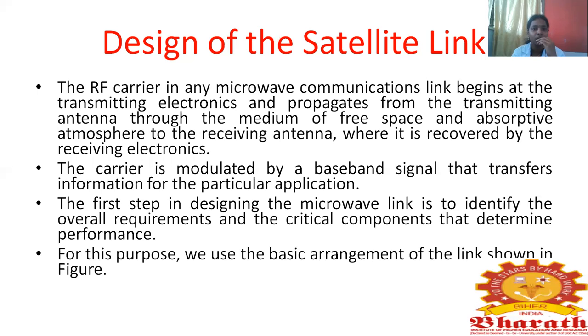And the receiving antenna is going to send the signal to the receiving electronics. Right? Here the carrier is modulated by a baseband signal that transfers the information for a particular application. So the carrier can be modulated by using amplitude modulation or frequency modulation. The carrier is modulated by a baseband signal that transfers information for a particular application.